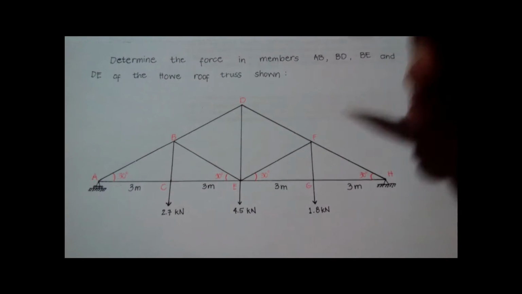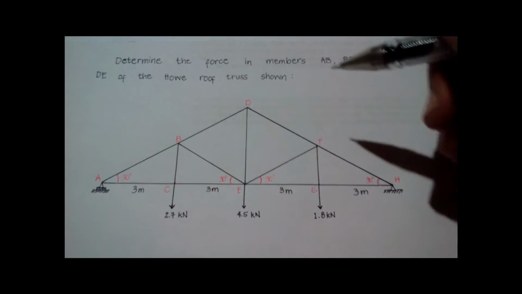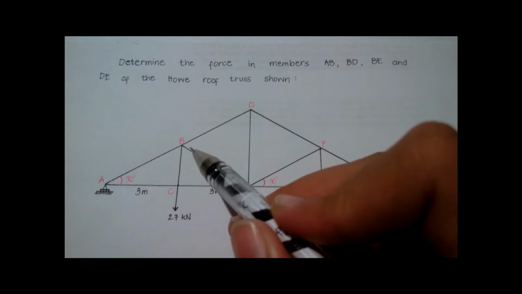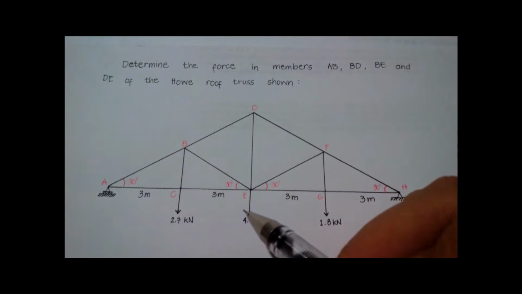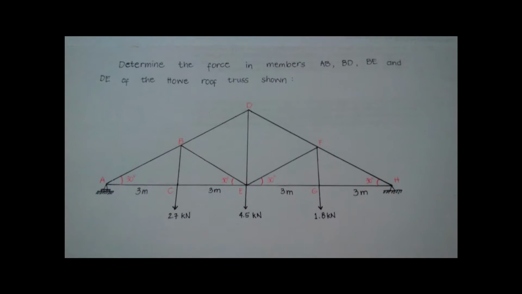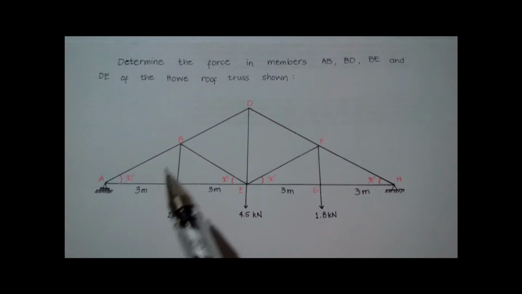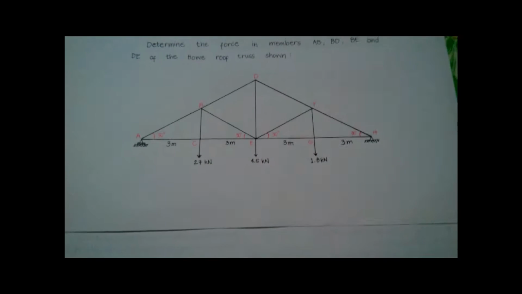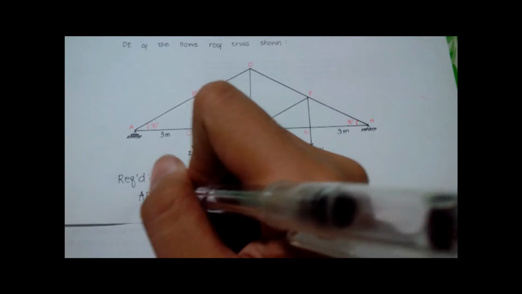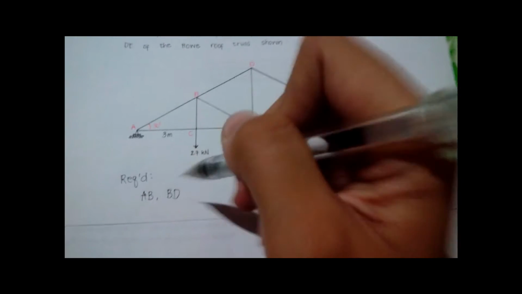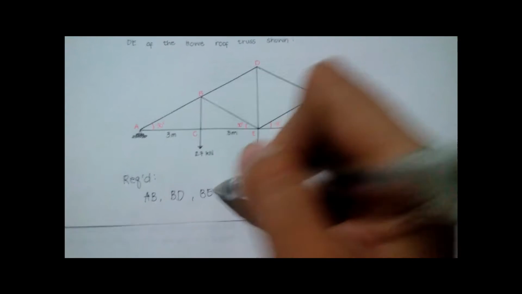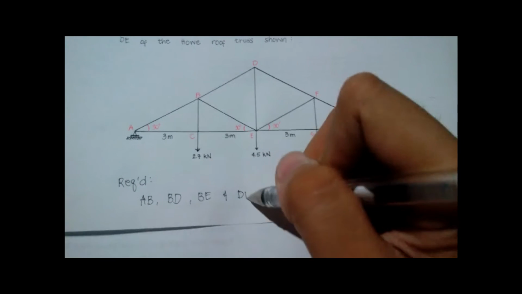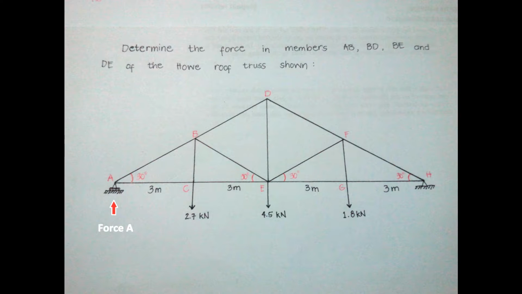So for the sample problem for the method of joints, determine the forces in members AB, BD, BE, and DE of the whole roof truss shown, given that each angle is equal to 30 degrees. So what is required for us is to solve for members AB, BD, BE, and DE.